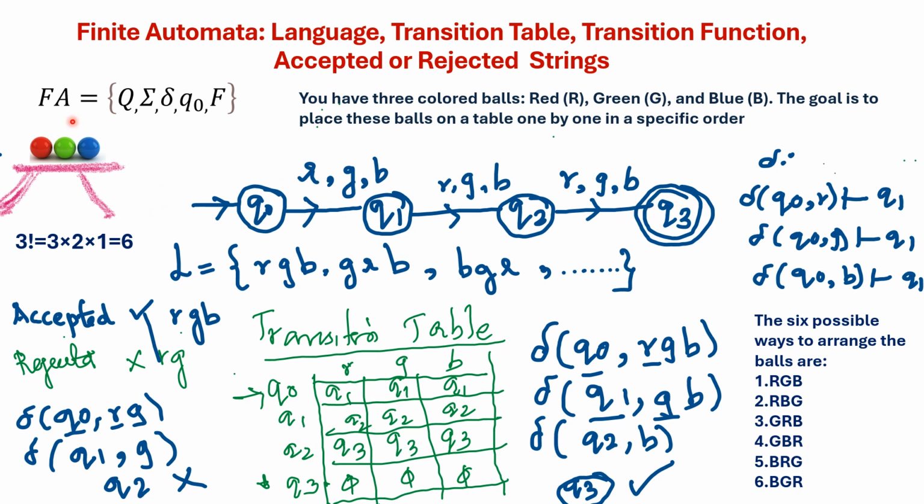Here, the finite automata consists of a 5-tuple. Q means the set of states like Q0, Q1, Q2, Q3, and then the alphabet. Alphabet means the input. What is the input for this given problem? That is the red, green and blue ball. And transitions: a transition means it can move from one state to another state. Q0 is the initial state, and F means the final state. The final state we can also call the accepting state, as well as the reachable state.